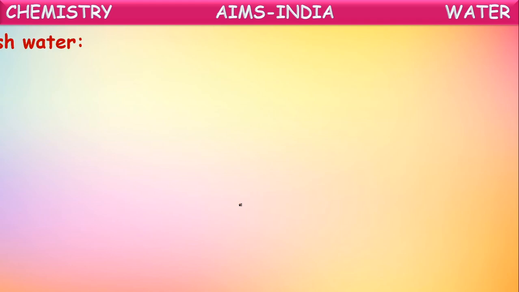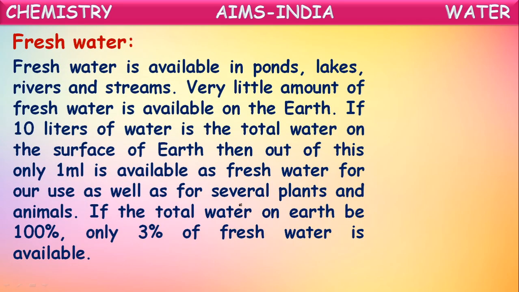What is this fresh water? Fresh water is available in ponds, lakes, rivers and streams, which can be used for our works like domestic, agricultural and industrial purposes. This water is called fresh water. It is available in ponds, lakes, rivers and streams.